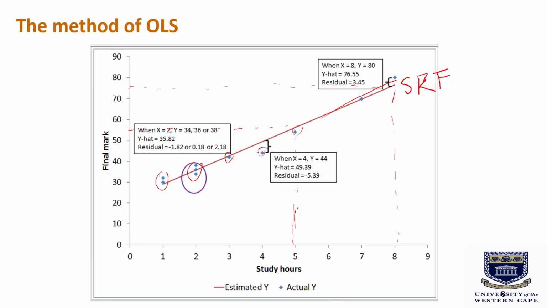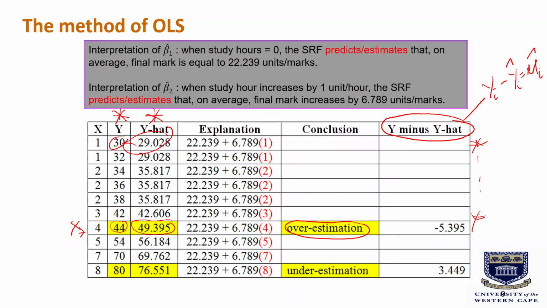So here's the observed y value, which is below the regression function. Therefore, our regression function overestimates what someone who studied 4 hours will achieve as a final mark. In the case of someone who studies 8 hours, that is x equals 8, we have an observed value of 80 and an estimated value, y hat, of 76.551. And so in this case, we are underestimating.